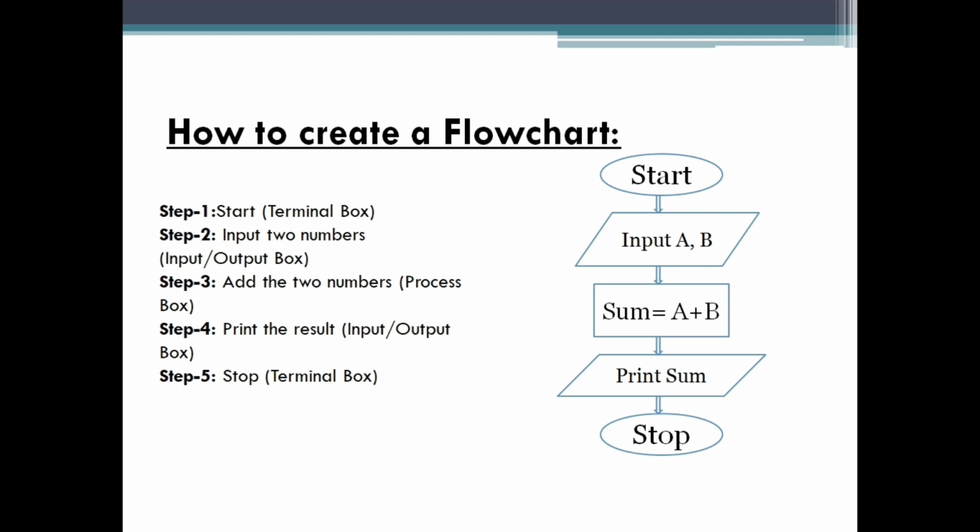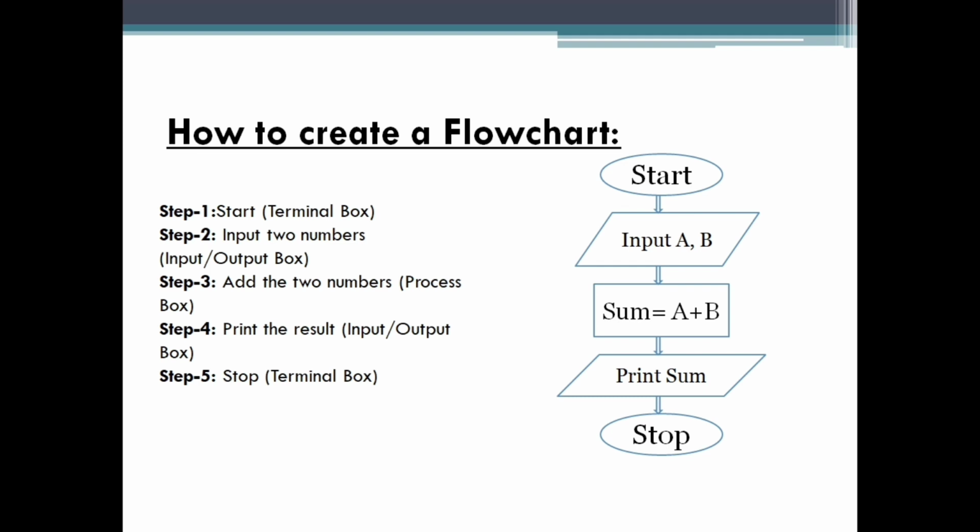Step 4, print the result. I took the output box, print sum, and the last one, stop. I used stop in oval shape. This is the flowchart to add two numbers. You can easily use this algorithm and flowchart to solve any type of program. You can easily solve this.